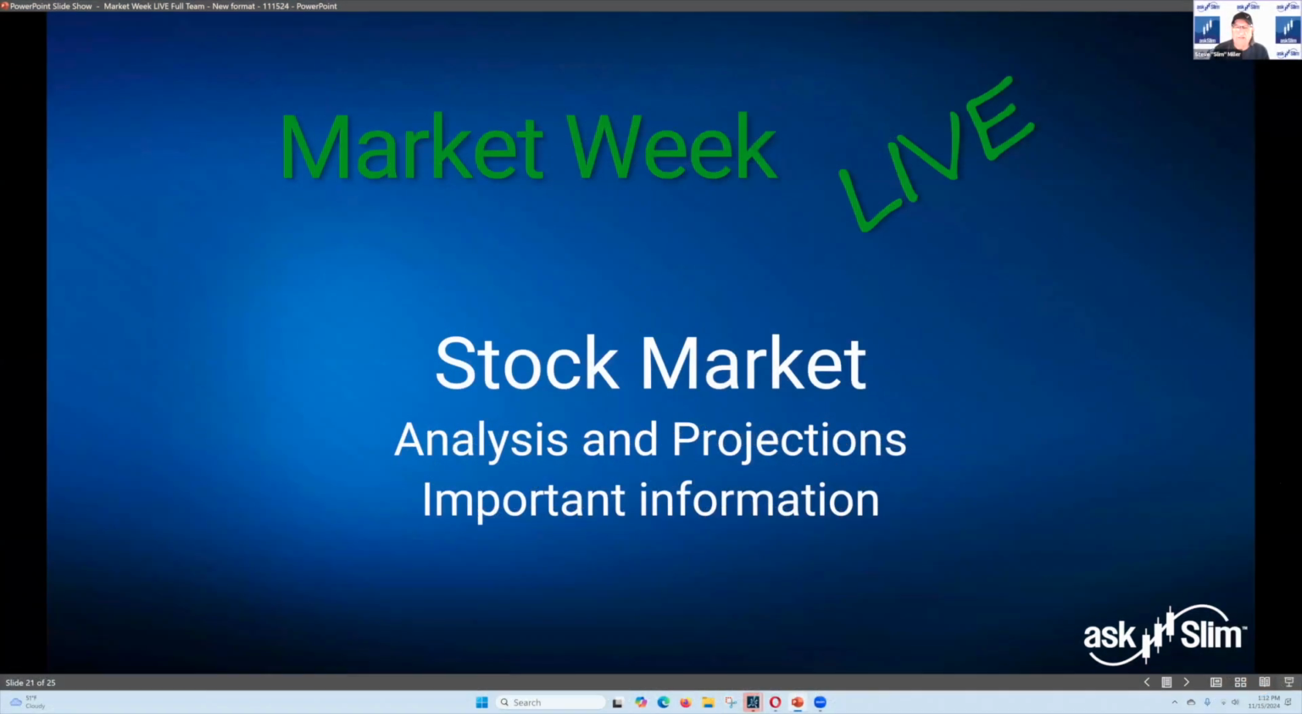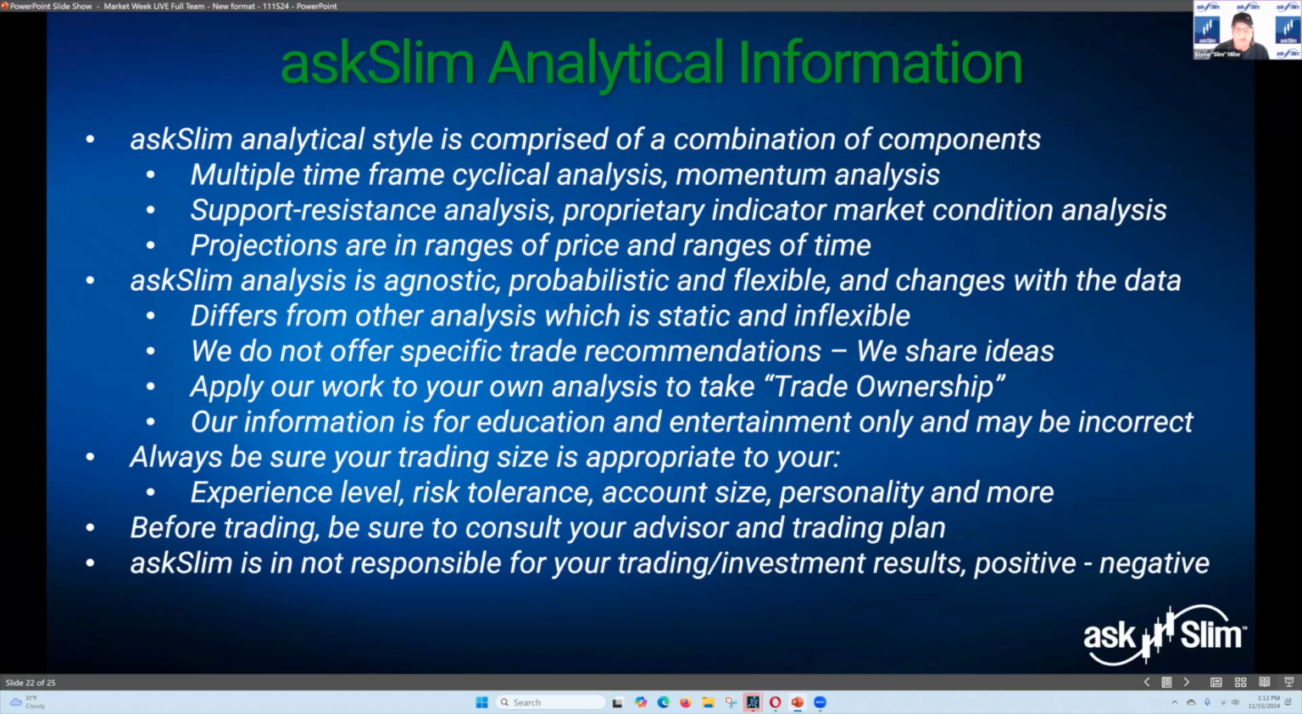All right, stock market analysis and projections, important information. Please do read this slide. It tells you about our approach to analysis and the important aspect of trade ownership. No matter what we say, no matter what anybody says, you have to own your own trades. You have to decide when to get in and when you're going to get out and not wait for anybody to tell you. And I promise you that will go a long way in improving your overall results.